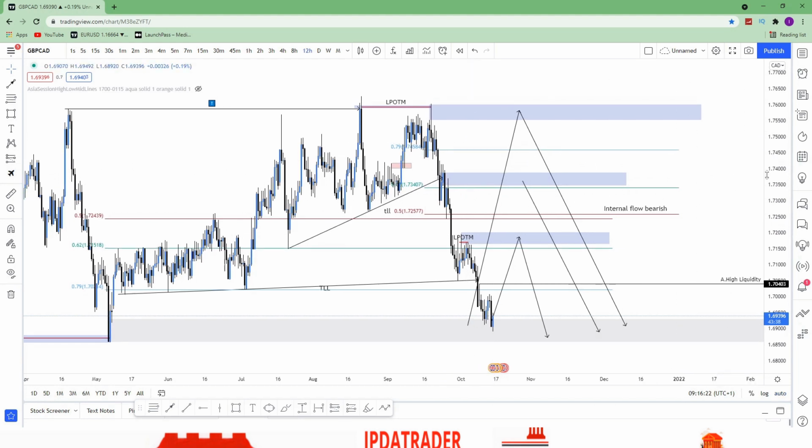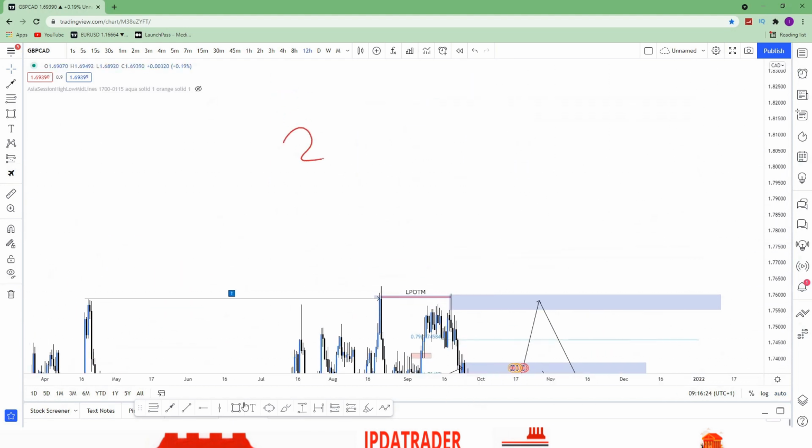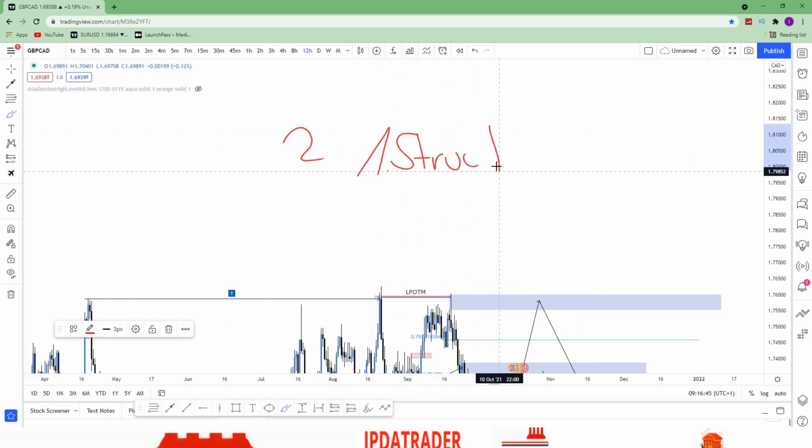We're going to be looking at structure. We're going to be trying to identify what structure may be telling us on a specific time frame, because once again, structure is fractal, and depending on which time frame you're looking at, it may tell you a different thing, right? So we're going to be taking a look into structure.